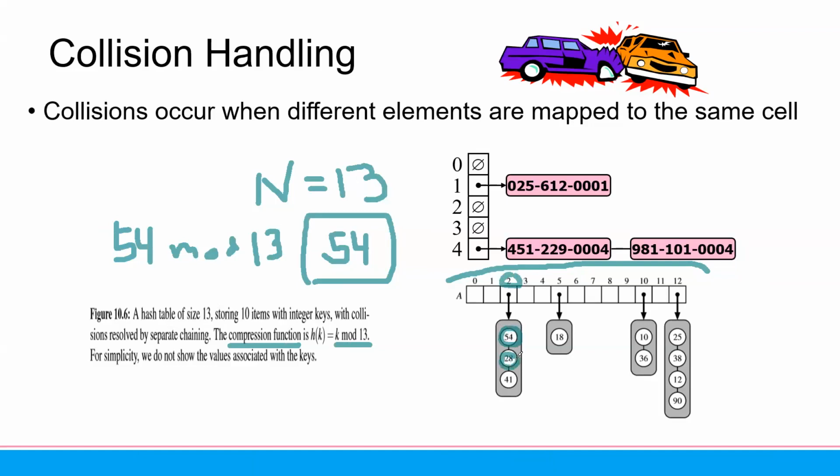Let's say 28. 28 mod 13 is also 2. So we put 28 into index 2. That's why we have a collision.